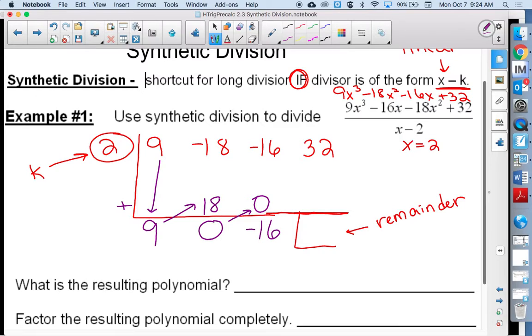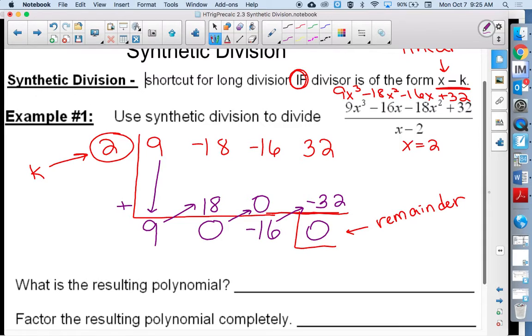One more time, because I have one more number. 2 times negative 16, Colin, is negative 32. So again, moving diagonally over. That's supposed to be a 2. And then Colin, 32 plus negative 32 is 0. So if I get a remainder of 0, that means this is a factor or it's a 0, an x-intercept, whatever we divide it by. Questions?